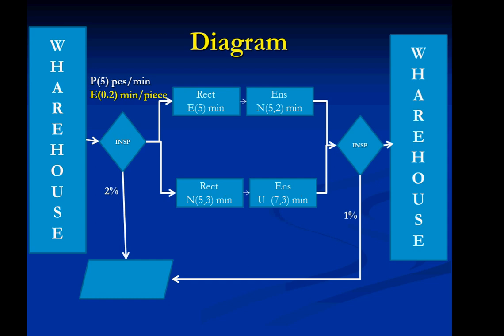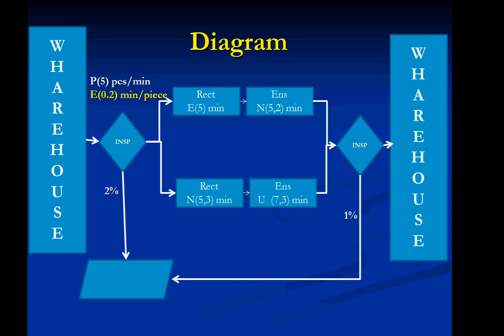Then they come to an inspection where 2% of them are rejected and exit the process. The remaining 98% divide into 2 lines. We expect this division to be 50% for each line. In line 1, there's a rectification with an exponential time of 5 minutes, and then they come to an assembly with a normal time of 5 minutes as a mean and 2 minutes as a standard deviation.